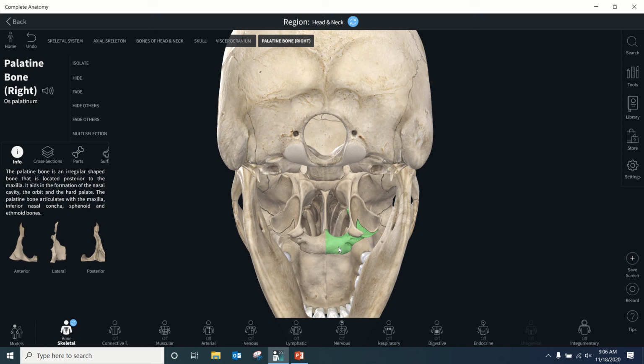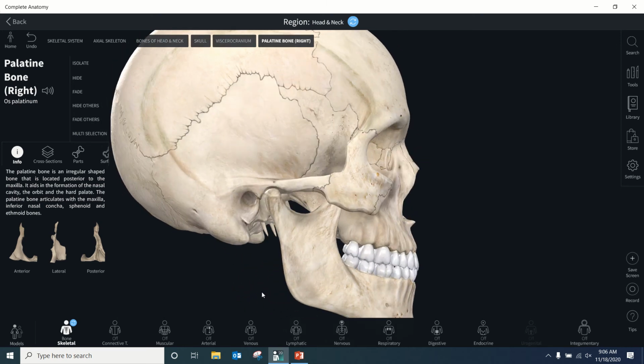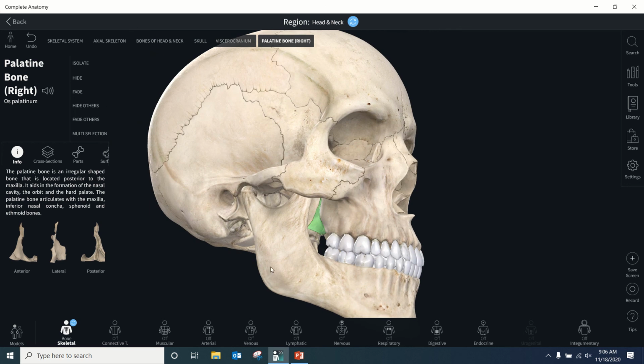So again, that's going to make up the posterior aspect of the hard palate on both the right side and the left side. So technically, the palatine bone has a horizontal component and a vertical component. So it's the horizontal component that makes up the roof of your mouth, and then the vertical component, if I rotate him this way a little bit, you can see the vertical component in there. So there's the vertical component of the palatine bone. And so that's going to play a role in helping to form the posterolateral walls of the nasal cavity, so the back side aspects of the walls of the nasal cavity.